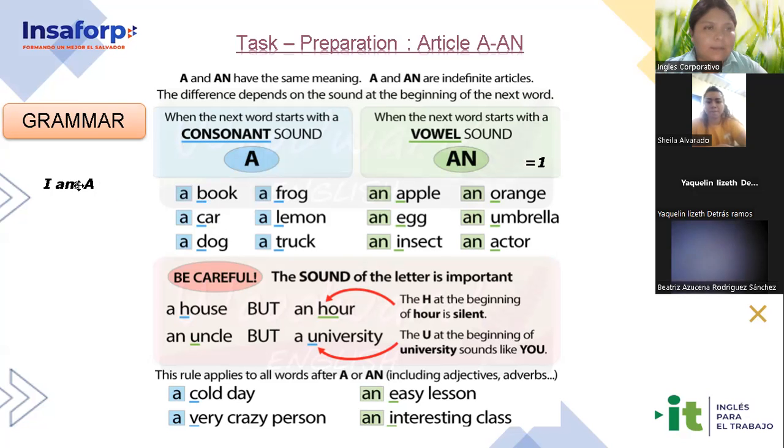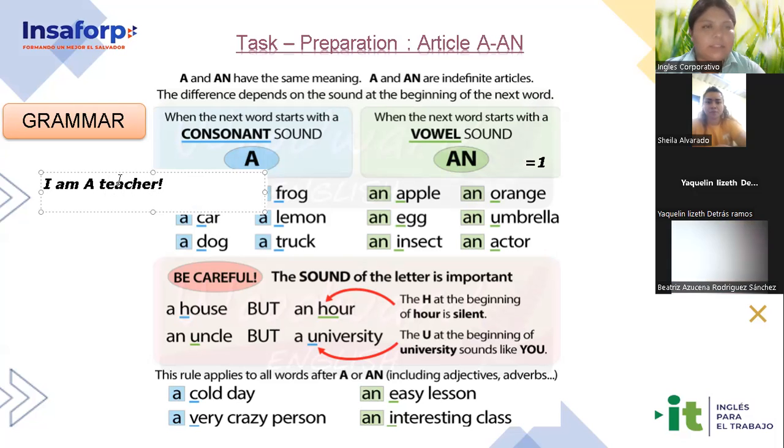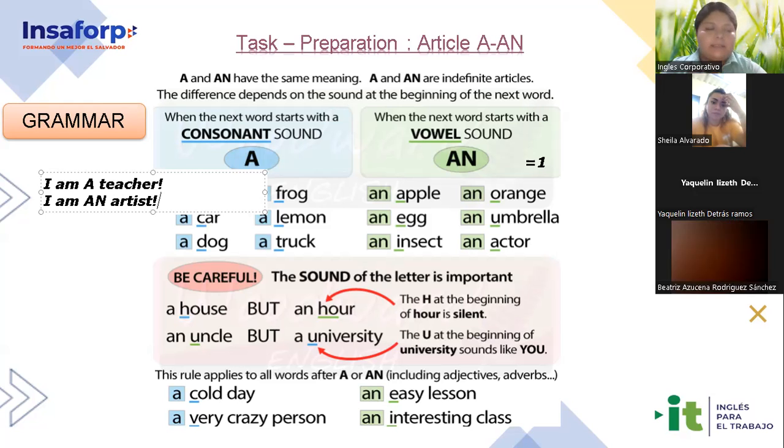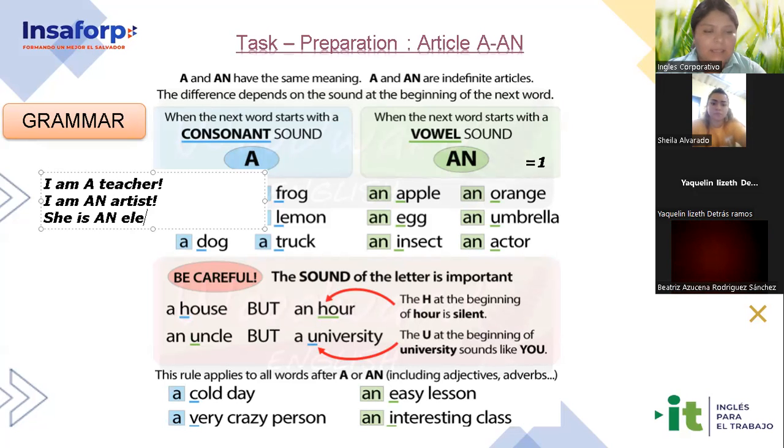Then we have, for example, I am a teacher. Okay, I am a teacher. Another example would be I am an artist, for example. I am a teacher. I am an artist. She is, for example, let's see, an electrician.